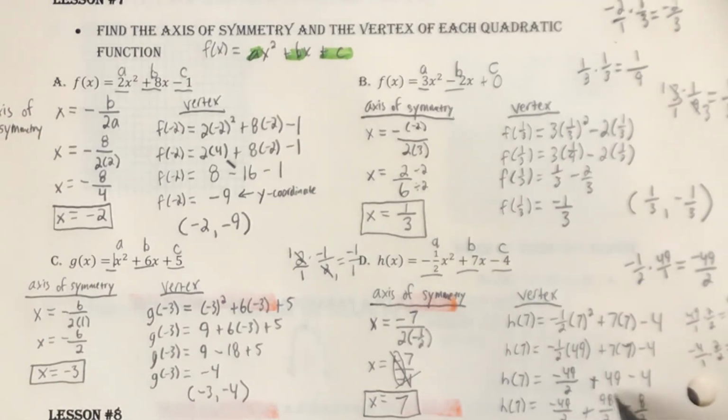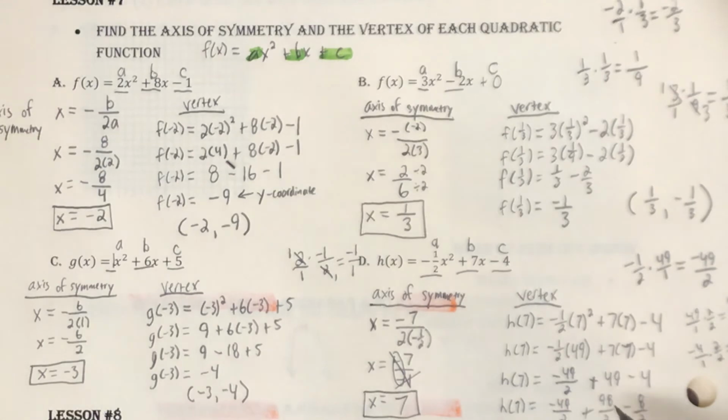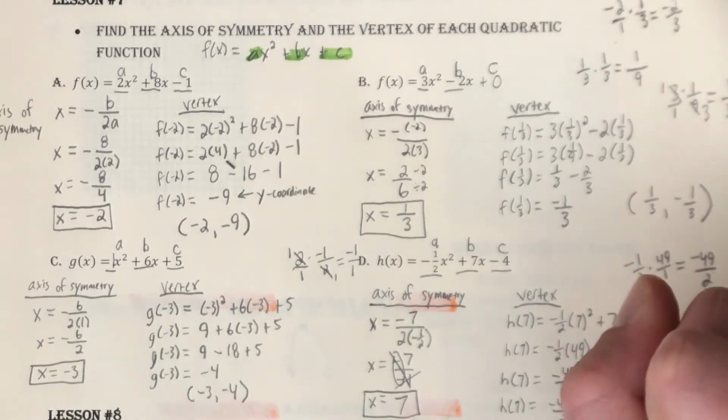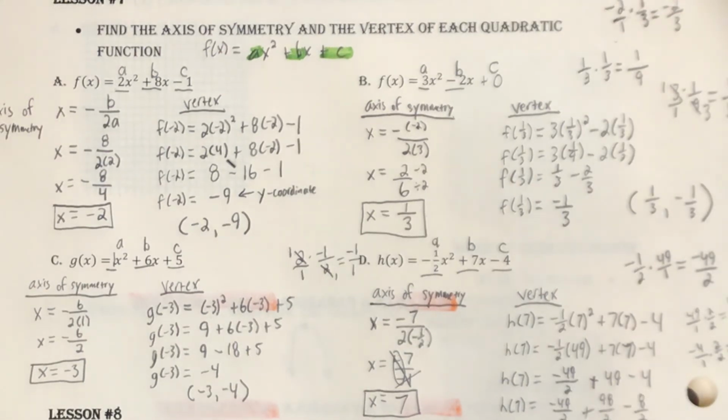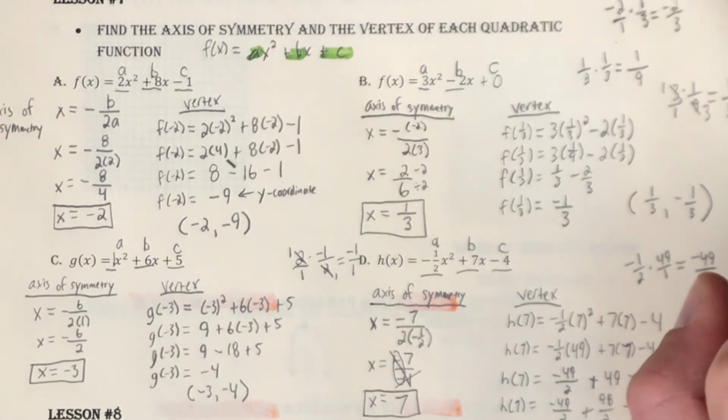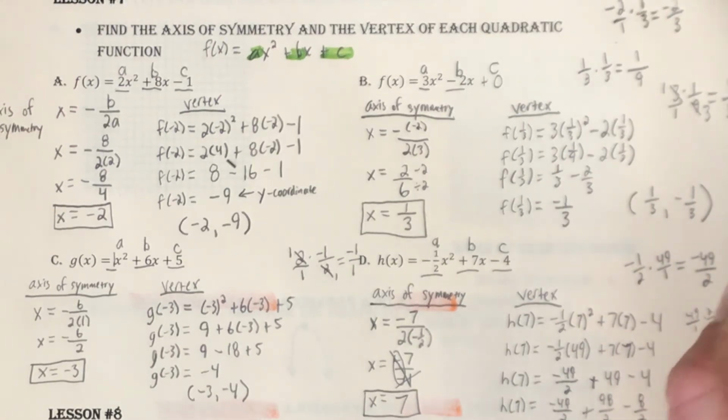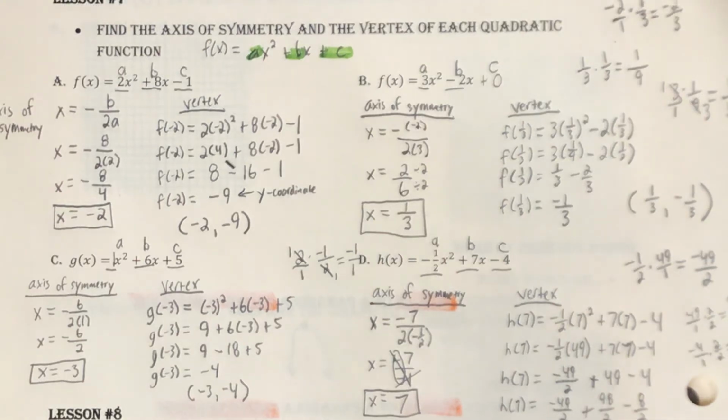Well, I know that that's just double 49, so really that's just going to cut that in half. So I'm going to have positive 49 halves left over. Negative 49 plus 98 is positive 49, and then the denominator stays the same. So 49 over 2 minus 8 over 2. Well, 49 minus 8 is 41. So 41 halves is what I'm left over with. So all of that means, again, when my x is 7, my output is 41 halves. So my vertex on this one, though not pretty, is 7, 41 over 2, or 41 halves.